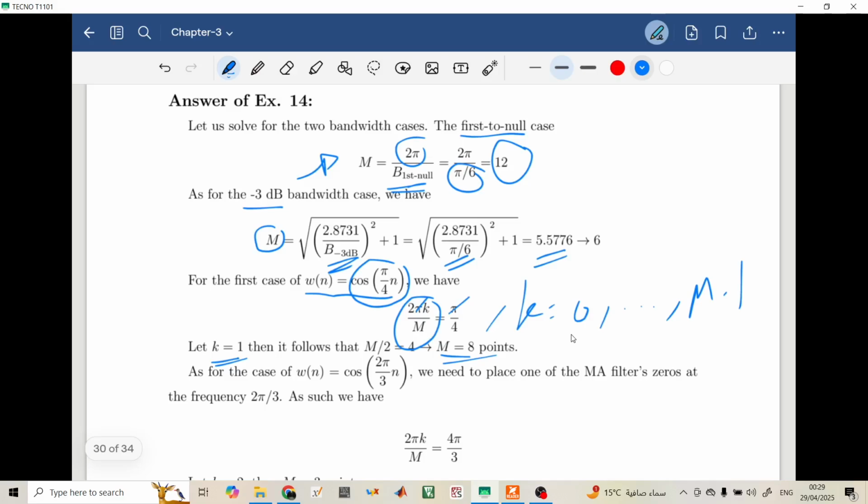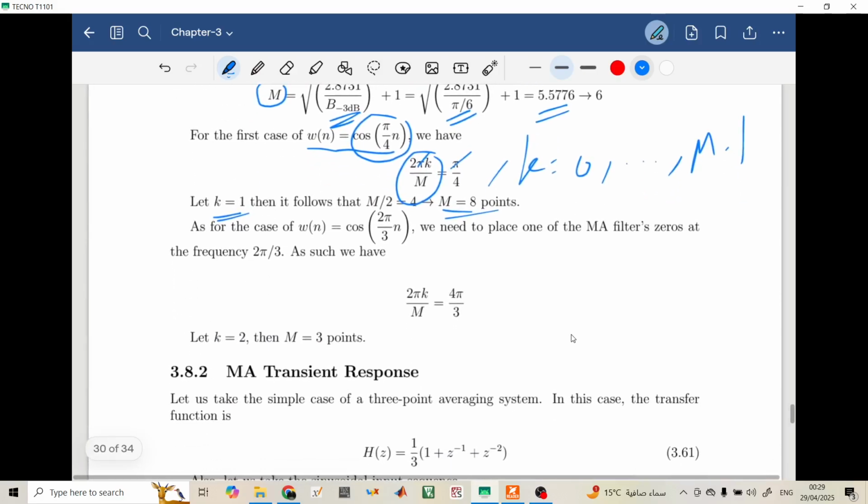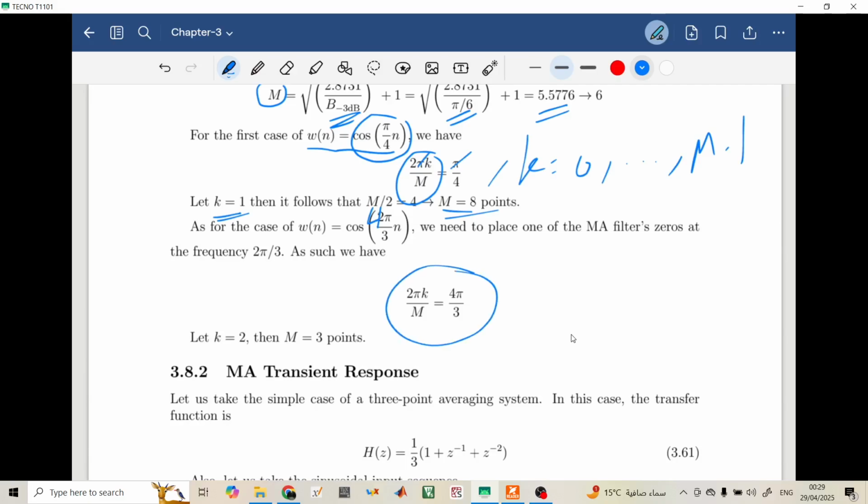As for the third and final case here, we want to zero out this, sorry, there's a typo here, this should be 4. We want to zero out this interference, which has an angular frequency of 4 pi over 3. What we do here is, okay, we set k equal to 2, so we have 2. Now 2 by 2 is 4, and we have a pi, so 4 pi here and 4 pi there, they cancel out. Okay, we're left with M equals 3 points. That's it.